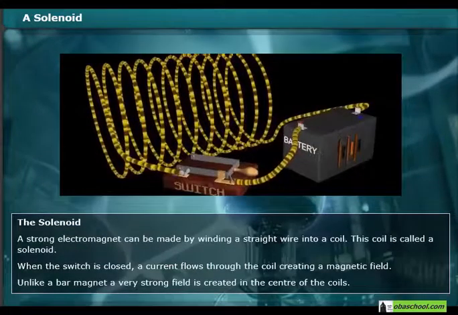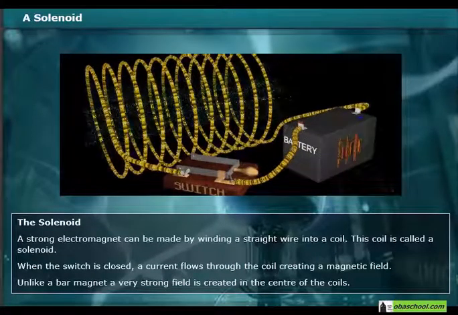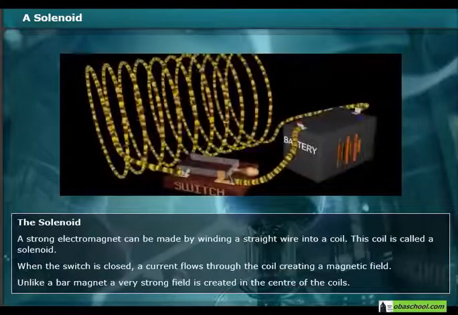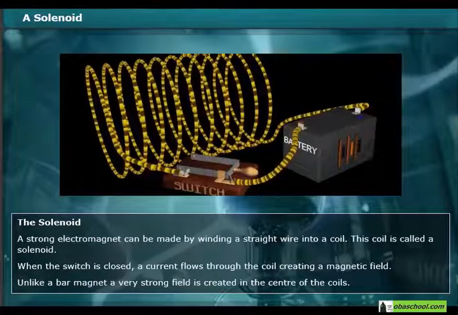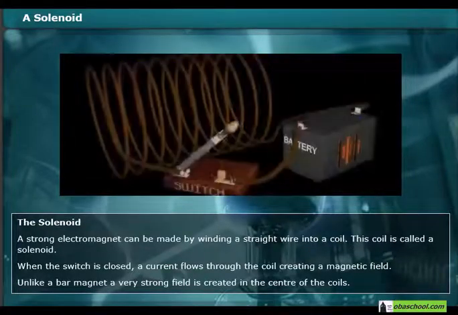A strong electromagnet can be made by winding a straight wire into a coil. This coil is called a solenoid. When the switch is closed, a current flows through the coil, creating a magnetic field. Unlike a bar magnet, a very strong field is created in the center of the coils.